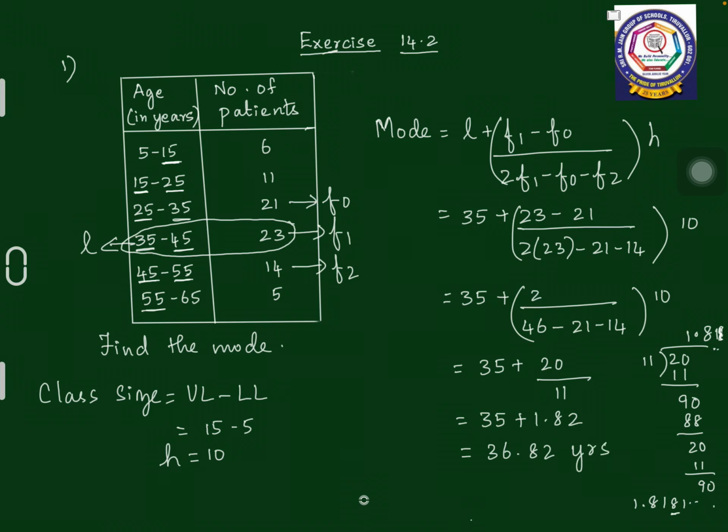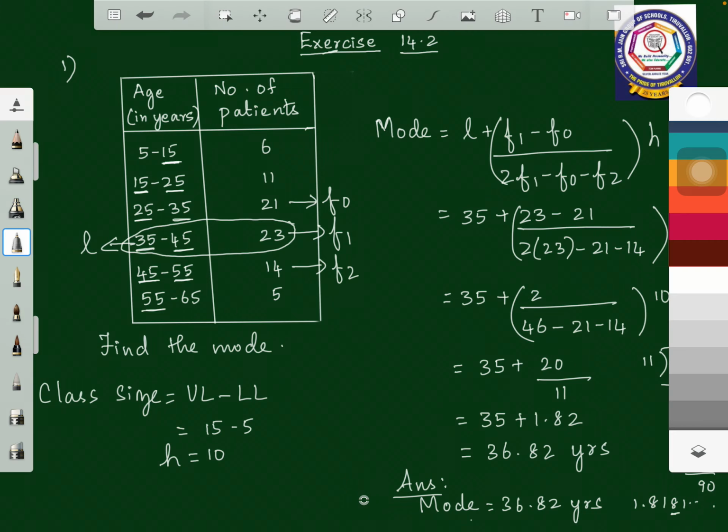Unit is very, very important. So the answer is, mode is 36.82 years. Is it clear, children?